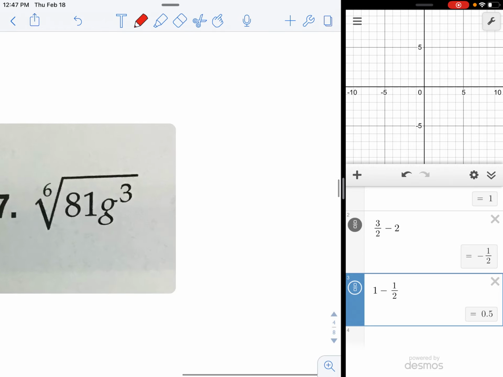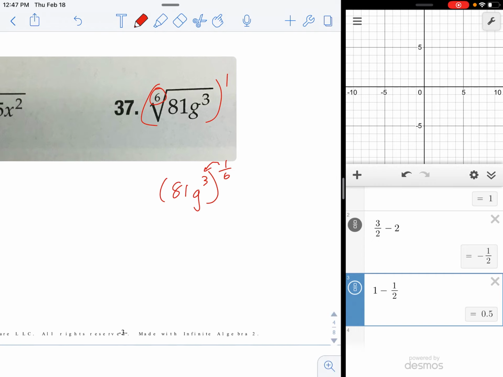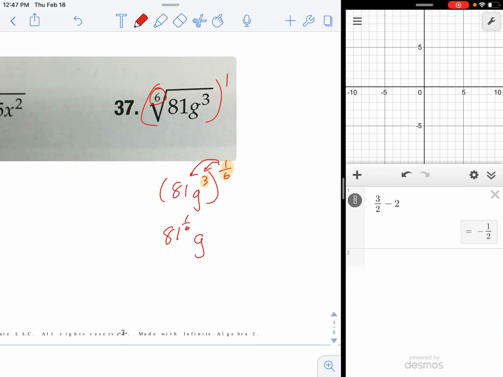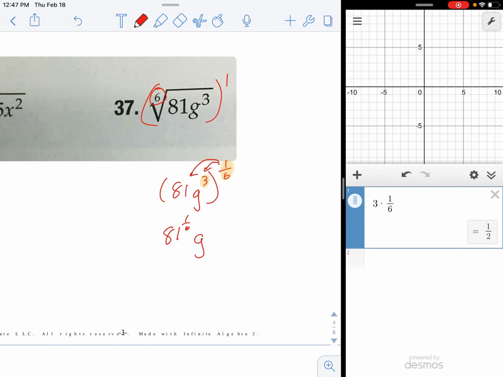Okay, so anyway, you can look at this as 81g to the 3rd to the 1/6 power, right? This is all sort of equivalent to being raised to the 1st power. 6 is the denominator. Then I can apply this 1/6 to both bases. 81 to the 1/6, g to the, well, I got 3 times 1/6. I know 3 times 1/6 is 1/2, but I'm going to pretend like I don't know. 3 times 1/6 is 1/2.